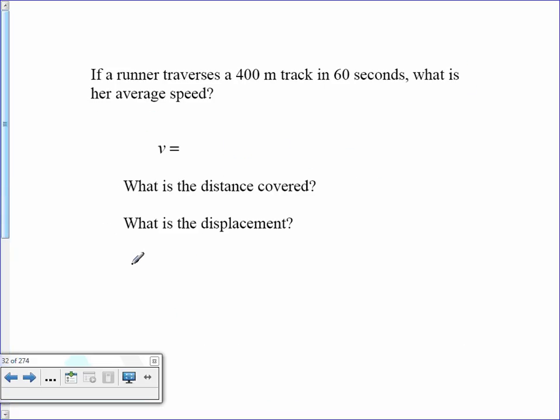So for example, if a runner traverses a 400-meter track in 60 seconds, actually let's say 40 seconds just to make it easier. If a runner traverses a 400-meter track in 40 seconds, what is her average speed? I think the world record, by the way, is like 42 seconds. So if they do it in 40 seconds, that's pretty darn good. Anyway, so speed is the total distance, 400 meters over 40 seconds. What is her average speed? Well, that's just 40 over 4, or 10 meters per second.